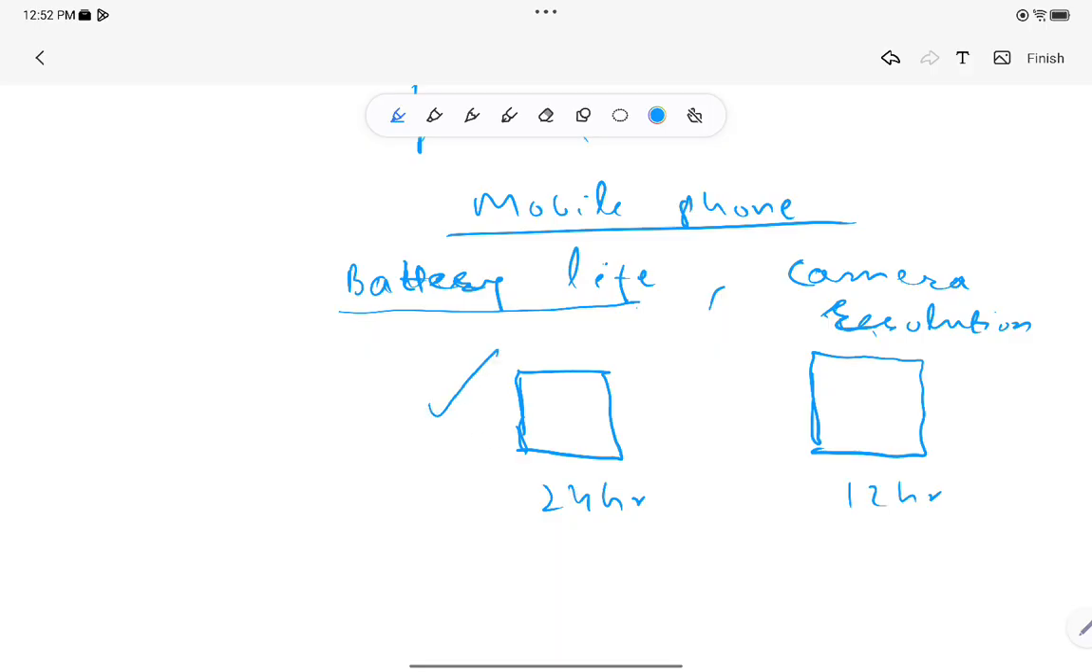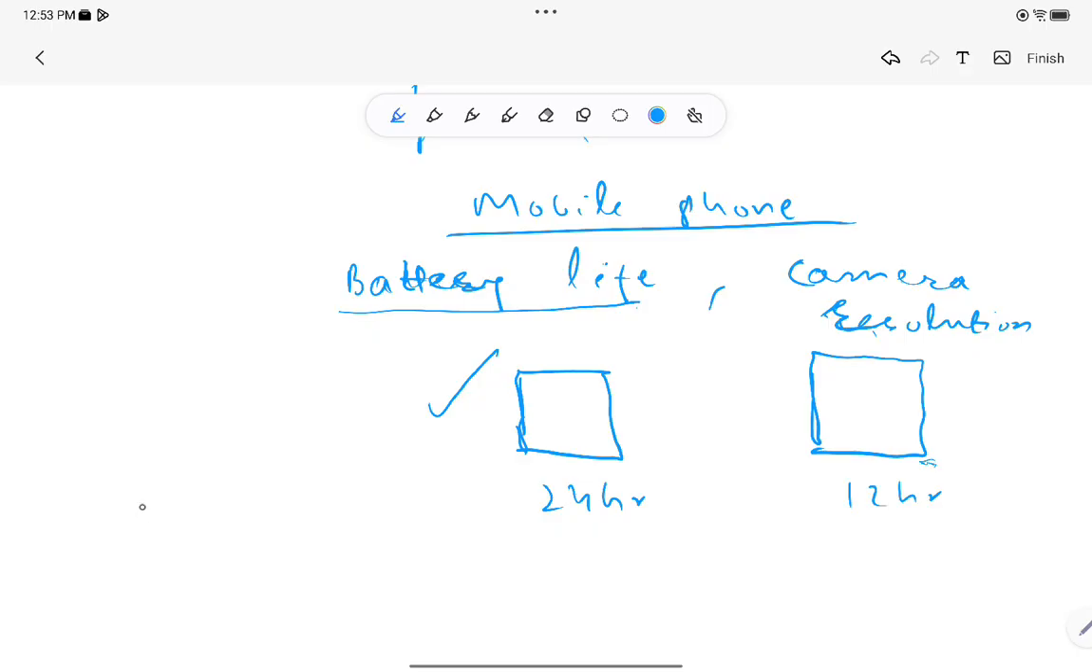Now this has more battery life, but that has a better camera resolution. So you will find yourself in a sort of confusion about what to choose between the two. That then depends upon what you like more. If you give more importance to battery life, then you will choose this. If you give more importance to camera resolution, you will choose this.